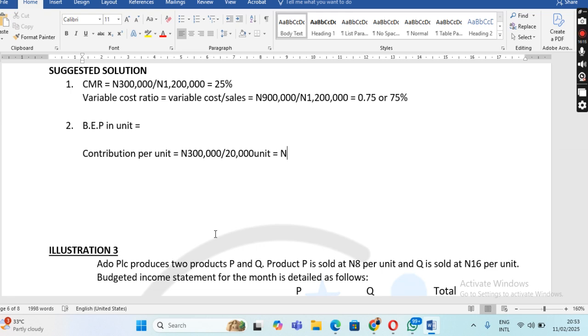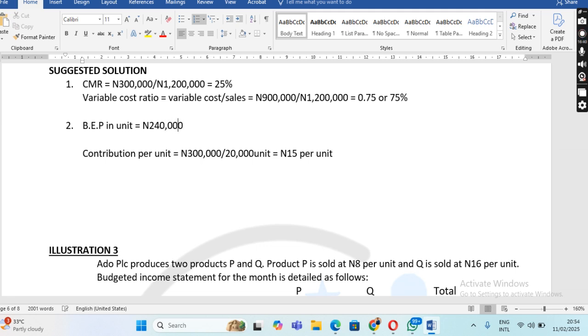Chris, is that how we call figures here? Sorry, 15 naira per unit, right? Thank you, Precious, for the correction. So now it is 15 naira per unit. So what is the fixed cost? Give me the fixed cost figure. What is the fixed cost? 240, 240,000.